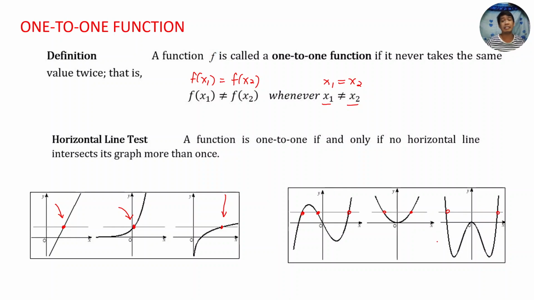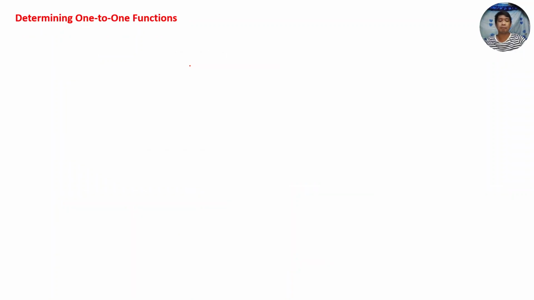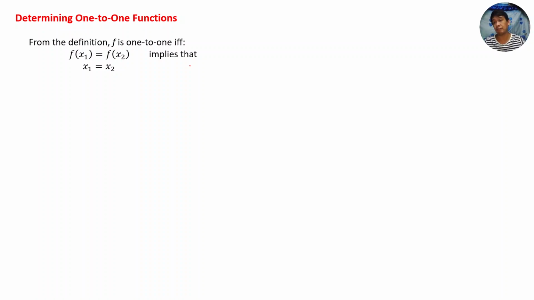Sir, paano naman algebraically? So, babalikan lang natin yung ating definition. Mangyayari lang na equal yung dalawa kung ang x1 ay equal sa x2. So, from the definition, f is 1-to-1 if and only if x1 is equal to x2 whenever f of x sub 1 is equal to f of x sub 2. So, example number 1, y is equal to 2 minus 3x. So, meaning to say, kapag sinubstitute natin yung x1 sa x2, dapat equal ang x1 sa x2.